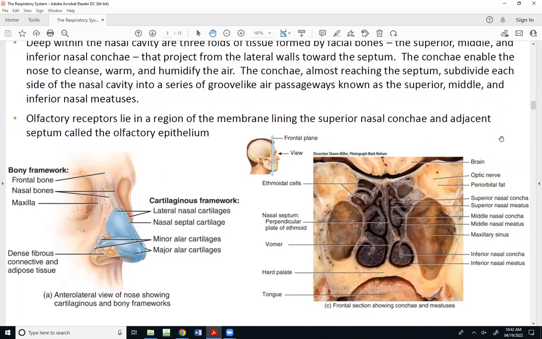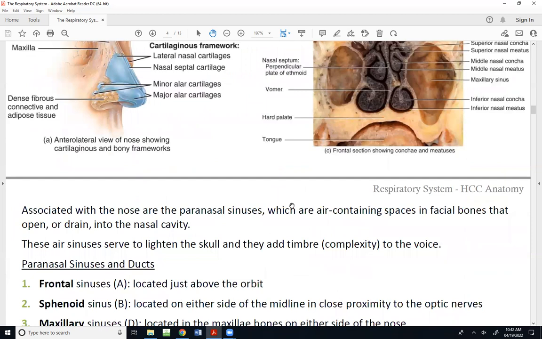We've talked about this before, but the olfactory receptors are the cells that lie in a region of the membrane lining the superior nasal conchae and adjacent septum called the olfactory epithelium. We've talked about all that before, so I'm not going to spend any more time on that, nor am I going to worry about you needing to know that image on the right, just this one on the left.